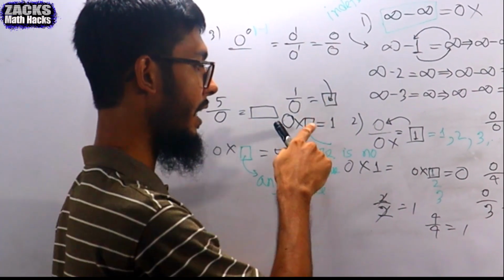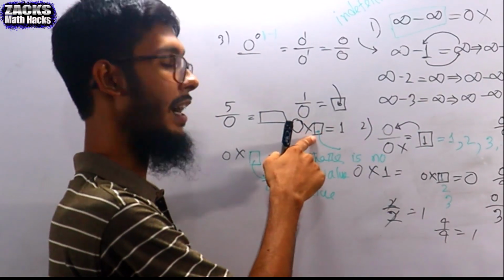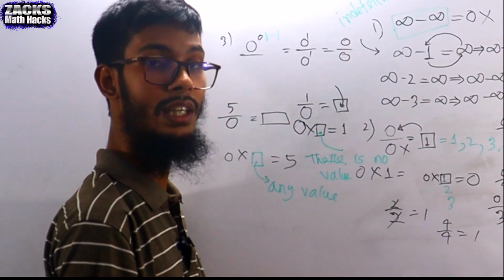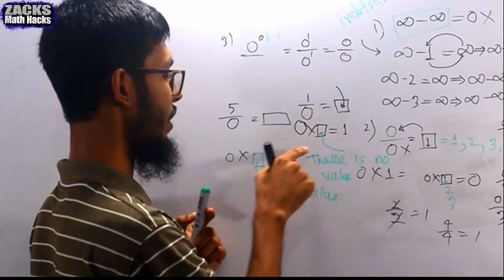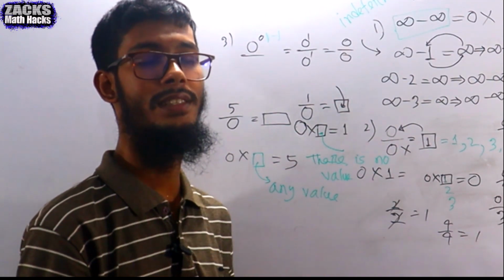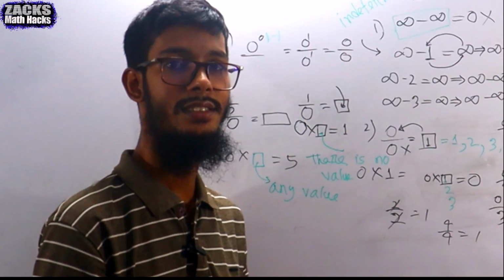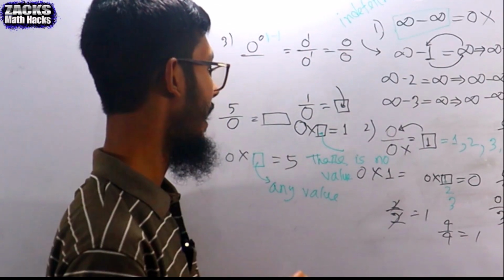Why? Because if I put here 1, what will be the result? 0. 0 multiply anything is 0. If I put here 5, what will be the result? 0 only. We are not getting 1 or 5 anyhow, right? So there is no value. This term is considered as undefined, right? Undefined. Okay. Hopefully you got this point.